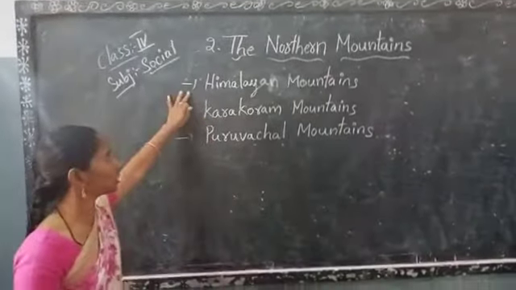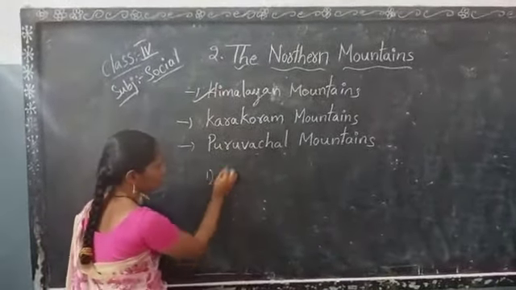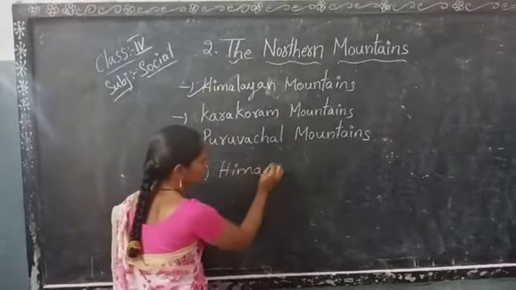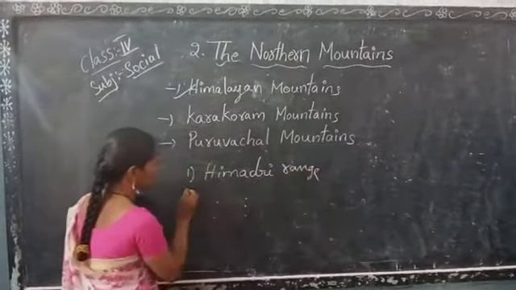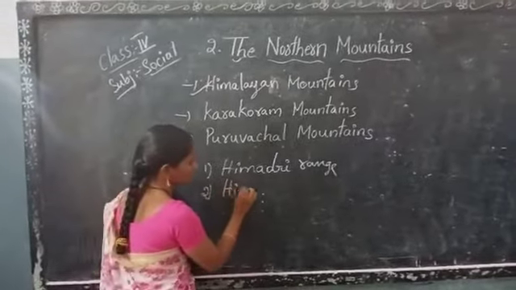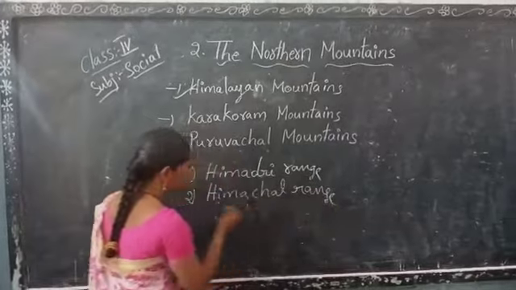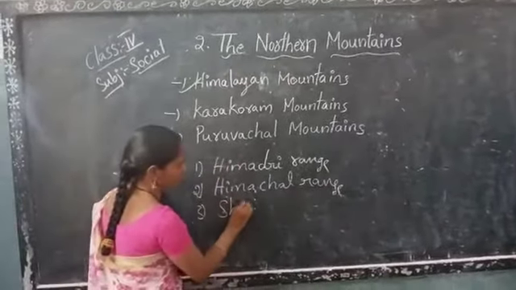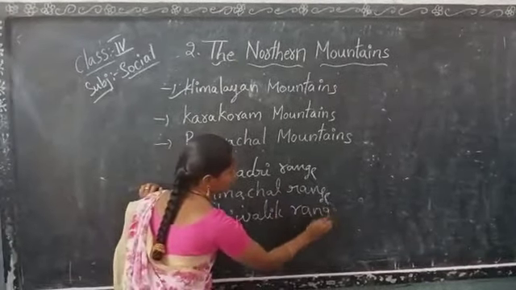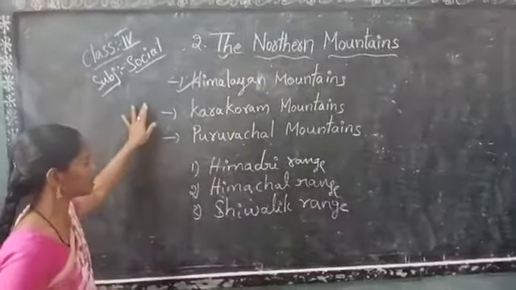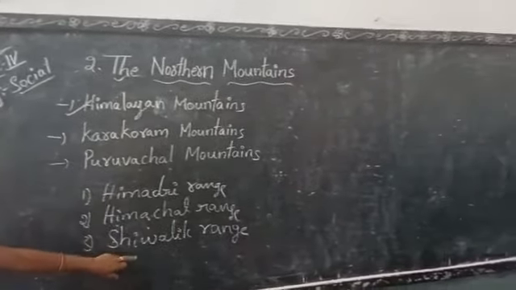In the Himalayas, three ranges are there. First one is the Himadri range, the second one is the Himachal range, and the third one is the Shivalik range. These are the three ranges in the Himalayas.